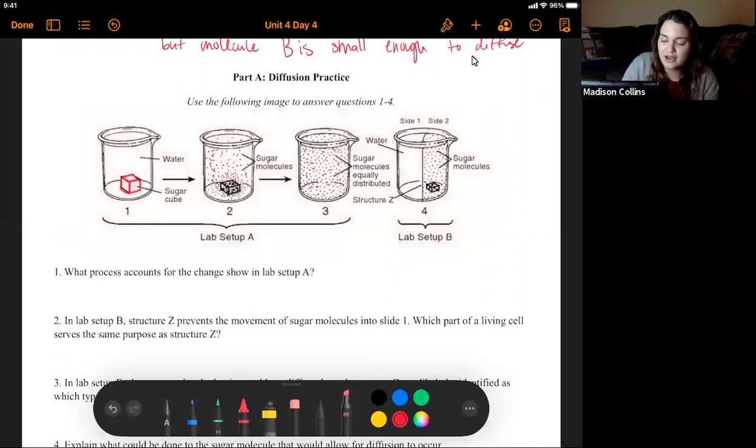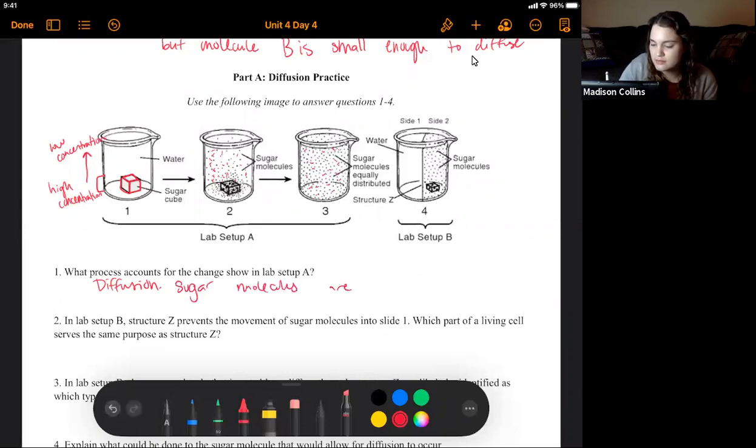So the process that accounts for that change is none other than diffusion. We see that the molecules are diffusing. They're going from an area of high concentration, and eventually they're spreading out throughout the entire solution. They're moving to those areas of low concentration. Right, so sugar molecules are moving from high to low concentration.